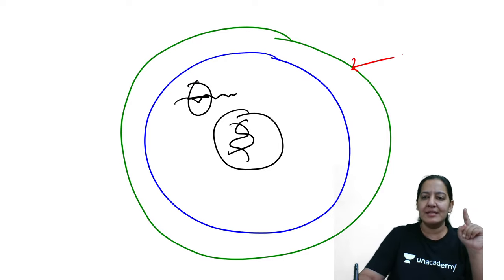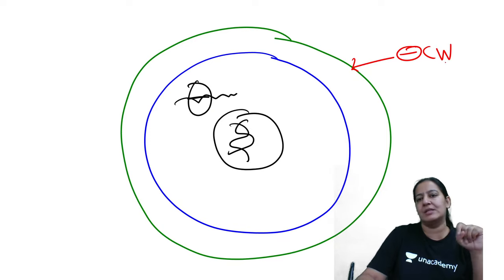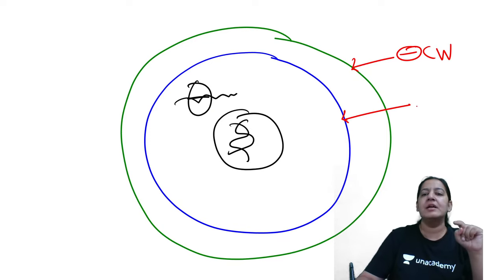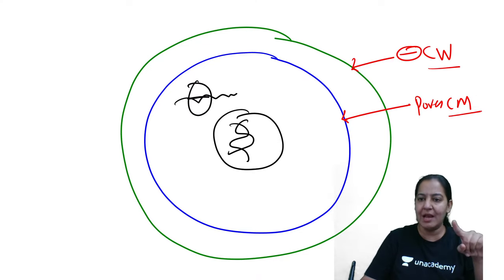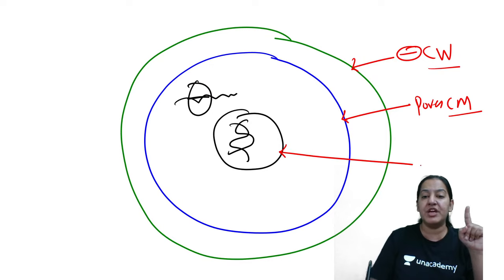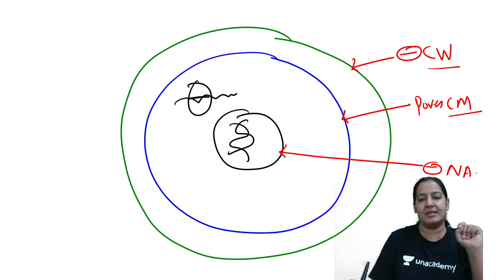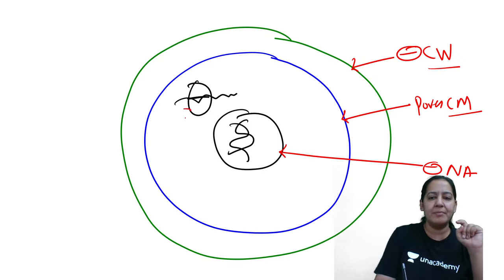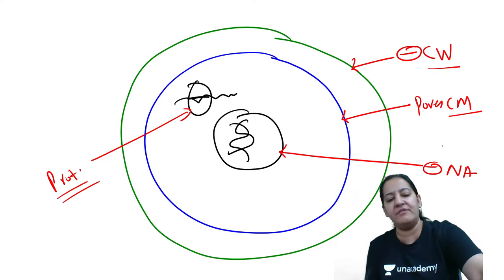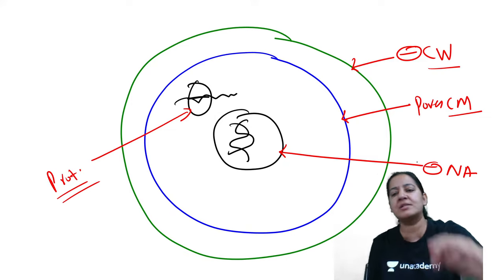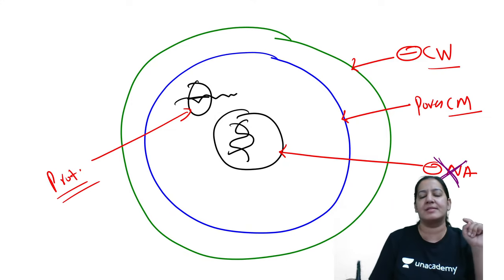Number one, there are some drugs which inhibit cell wall synthesis. There are some drugs which cause pores in the cell membrane. So, some drugs act on cell wall. Some drugs act on cell membrane. There are some drugs which inhibit nucleic acid synthesis, right? And there are some drugs which inhibit protein synthesis. So in the last session, we have already covered the drugs which inhibit nucleic acid synthesis and inhibit the growth or cause death of the bacterial cell.